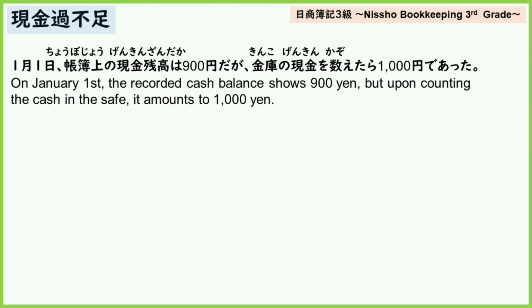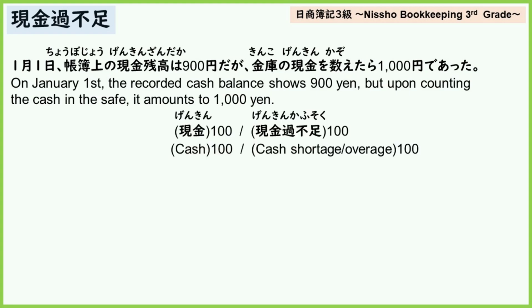On January 1st, the recorded cash account shows 900 yen, but upon counting the cash in the safe, it amounts to 1,000 yen. The journal entry is as follows. Debit, cash 100. Credit, cash shortage and overage 100.